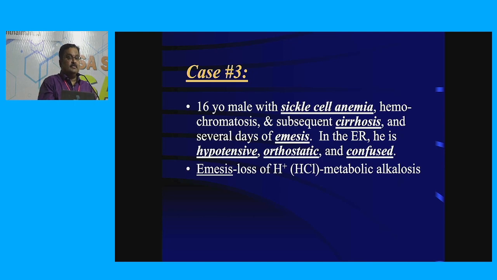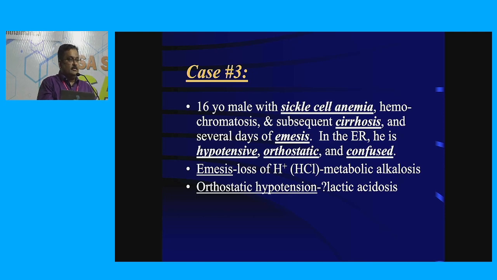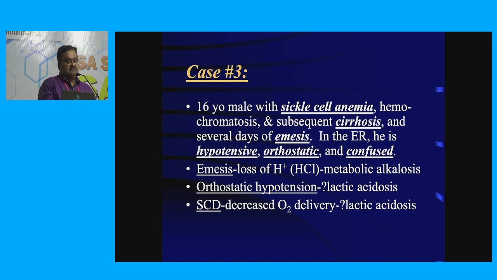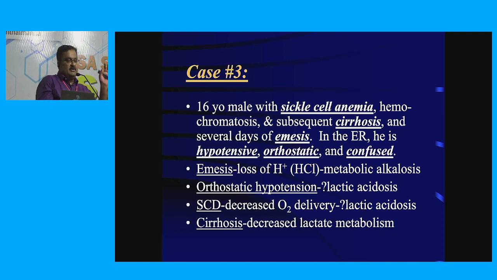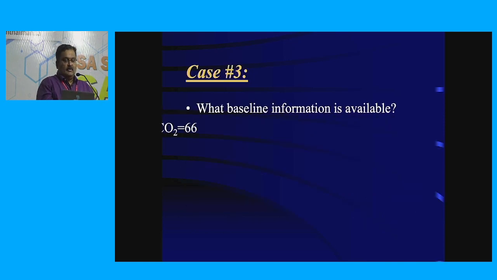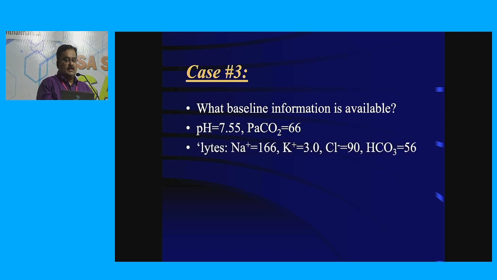So vomiting, you have metabolic alkalosis. Hypotension, lactic acidosis. Next, cirrhosis: where is lactate metabolized? Liver. So again lactic acidosis. Sickle cell anemia, hypoxia, again lactic acidosis. So definitely this patient will have metabolic alkalosis and metabolic acidosis because of lactate. So the baseline information you have is pH 7.55, PCO2 66, and these are the sodium, potassium, chloride, bicarbonate. Team number 5, any ideas?